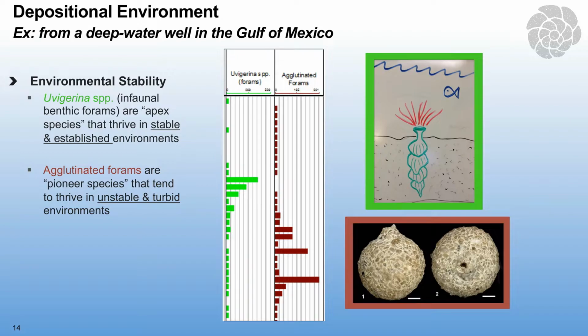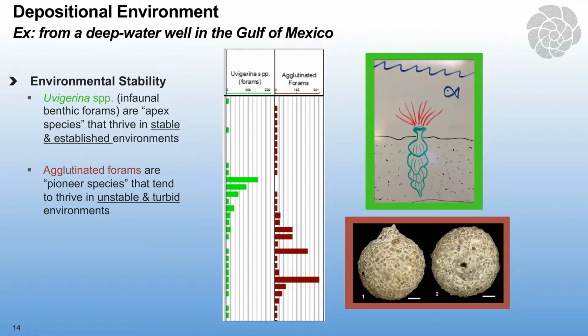So here, to determine environmental stability, we grouped Eubogerina species together. Those are forams, infaunal benthic forams, that really like stable, established environments because they burrow just below the surface and just stick out enough to grab their food. So they want stable grounds and clear waters.